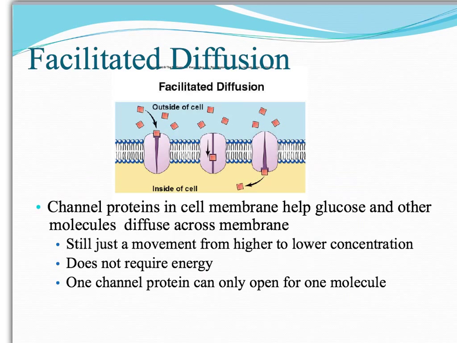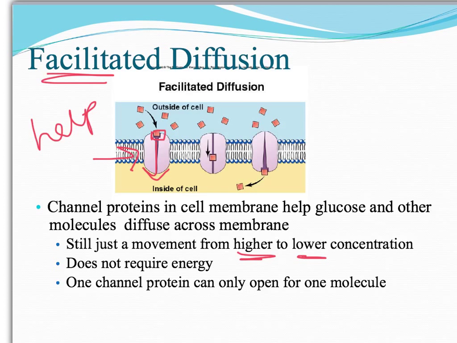Facilitated diffusion still does not require energy use, except this time we're using help. So facilitate means to help. So we're using help in the form of these proteins. So once this protein finds a little match for its receptor, then it'll let that molecule come inside. So again, it's still a movement from high concentration to low concentration. It goes from an area where there's a lot to an area where there's just a little bit. But since it's being facilitated, it uses these proteins in the cell membrane.